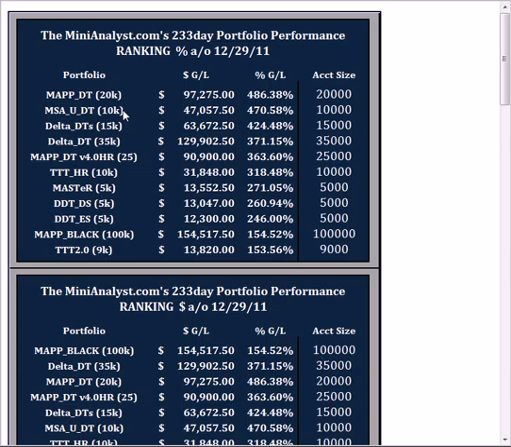So 4,000, but we could essentially double that. Well, actually, you would need to double it. So you're looking at $8,000 in slippage and commissions for the MSA UDT. You're looking at a $47,000 return for the year since late January. So it's around $40,000 in what should be real world profit.